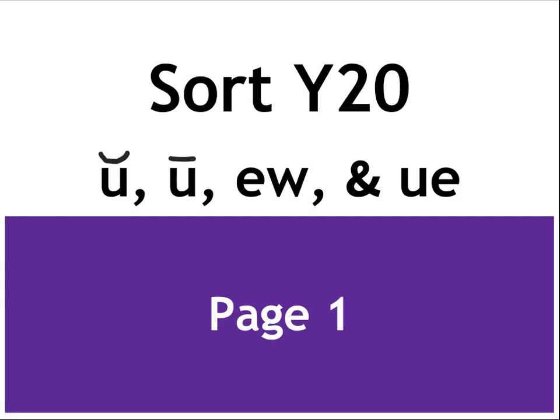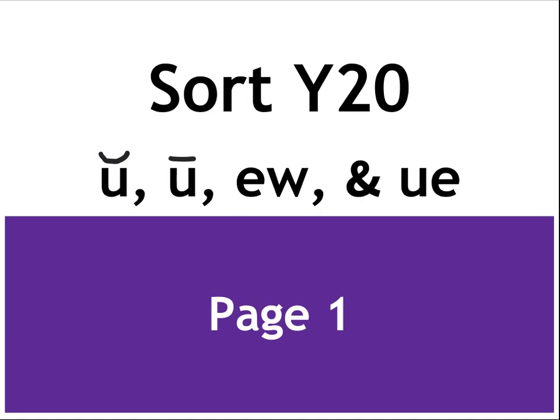All right, this is for sort Y20. We're going to be going over the sounds. This is the symbol for short vowel. So short U says uh. The line is the sign for long vowels. So this says U.